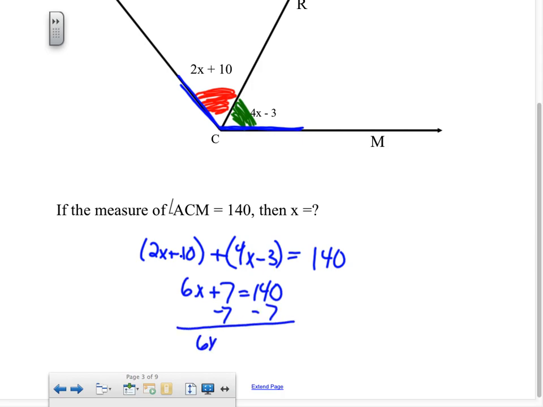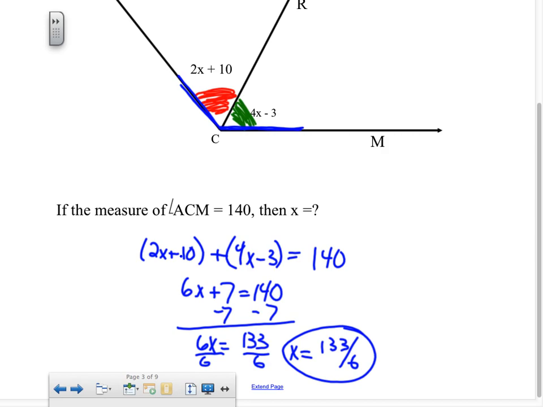I get 6x is 133. And divide by 6. And I get x equals 133 sixths. Now, you're saying that's a terrible number, and I agree. It's not a nice number at all. But it is a solution. And we don't have to work with that number, really. We just have to identify what the value of x is here.